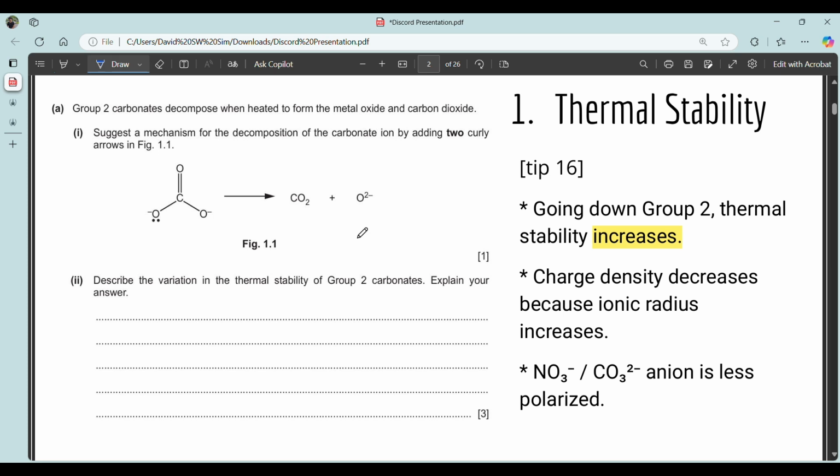What does this mean? Going down the group, the charge remains the same. They're all always +2. This is +2, this is +2, this is +2. But then the ionic radius increases, so the +2 charge is spread out over a much bigger surface area, causing the charge density to decrease.